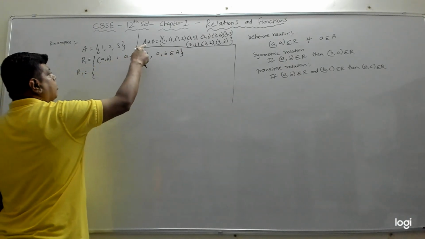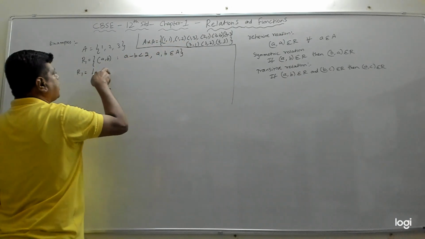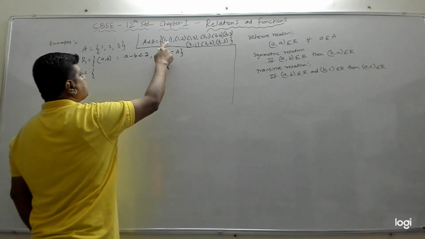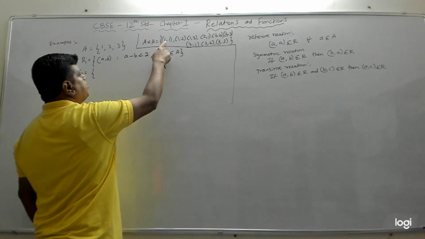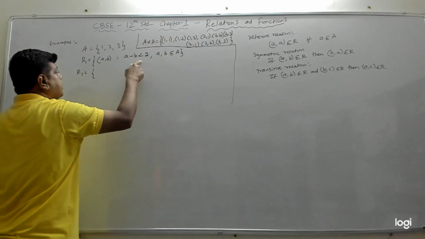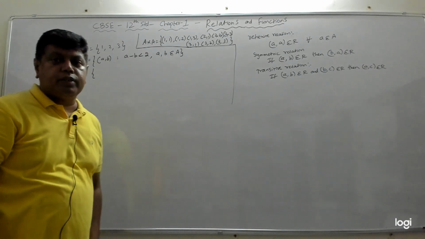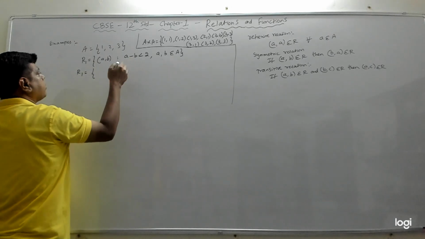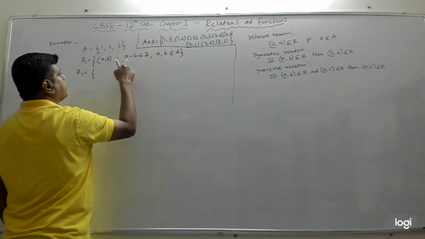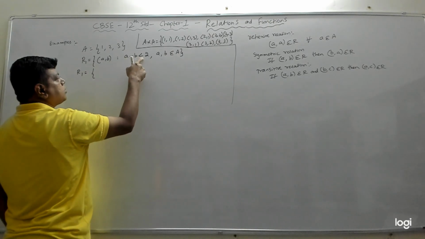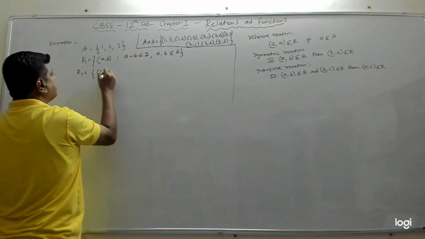Now we have to check which of these elements satisfy the condition and write them here. A minus B should be less than 2. Whichever element in A cross A satisfies this condition will come in the relation set R1. Let's take (1,1): here A is 1, B is 1. 1 minus 1 is 0. 0 is less than 2. Yes, so (1,1) will come.